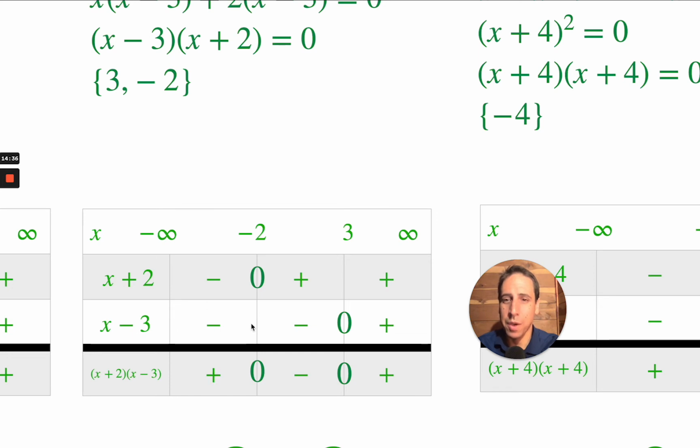Negative times a negative is a positive, and 0, bring it down. Positive times a negative is a negative, and 0, 0, bring it down. You've got positives right here.